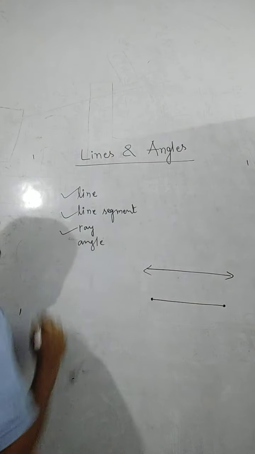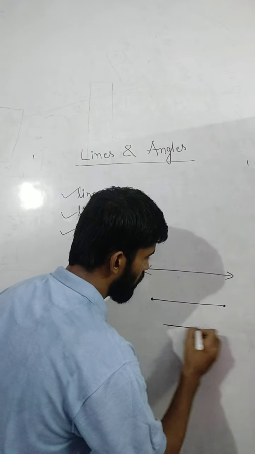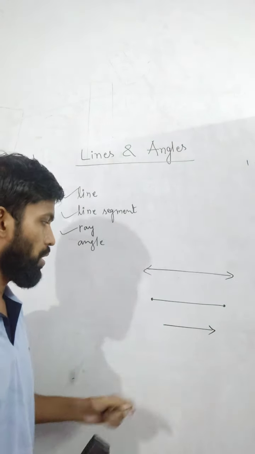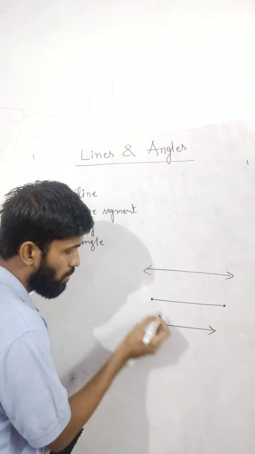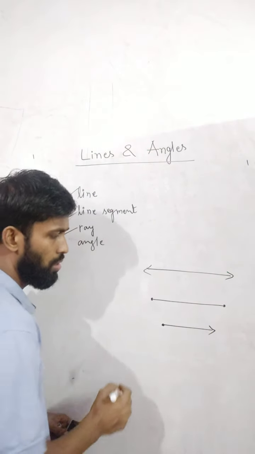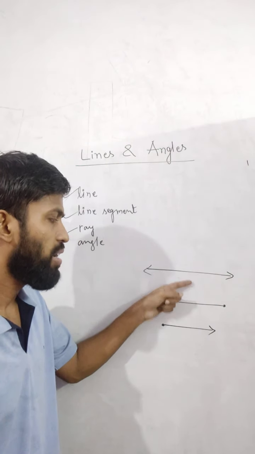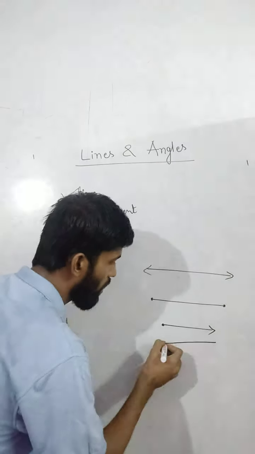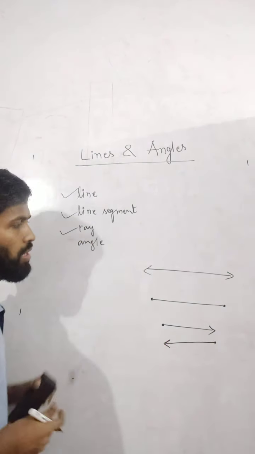Now the next term is ray. What is a ray? A ray has one endpoint. As we learned earlier, we represent the endpoint with a bold dot, like here. So it has one endpoint, but from the other end, like a line, it can go forever. We can also represent a ray in this way. This is the endpoint and this end goes forever.